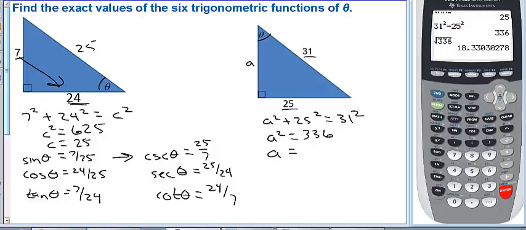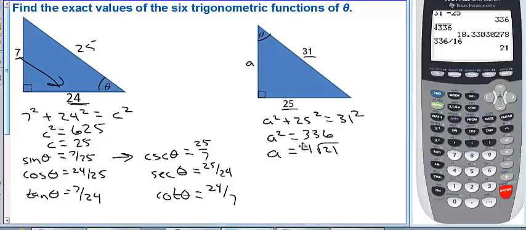So is 9 in there? I don't think 9's in there. 336 divided by 16. Oh, it's 21. So 4 square root of 21. So a is now 4 square root of 21.